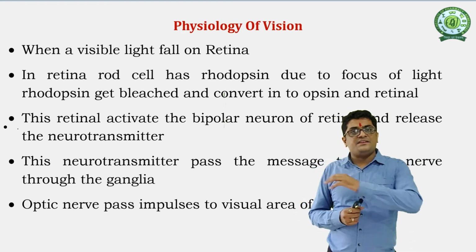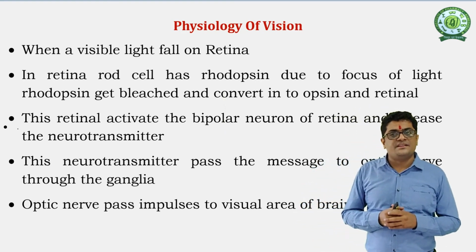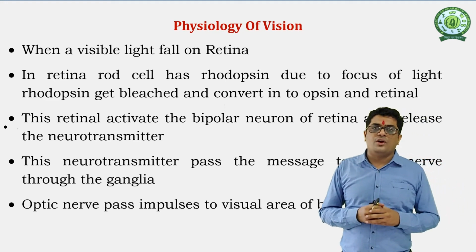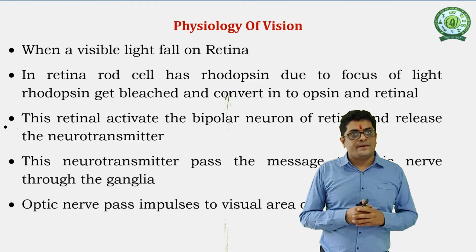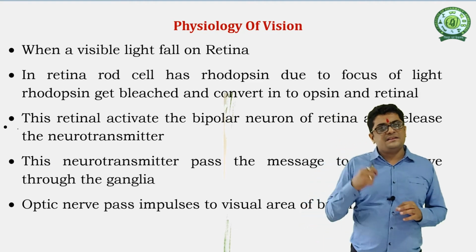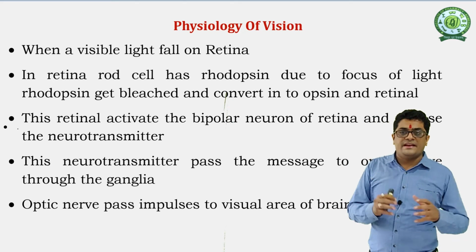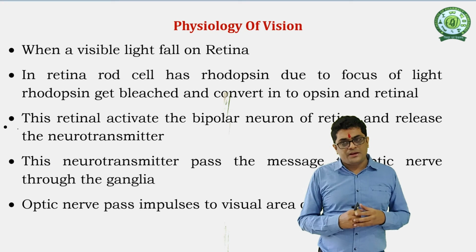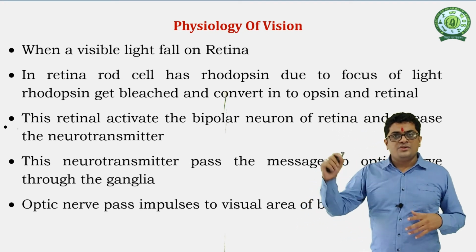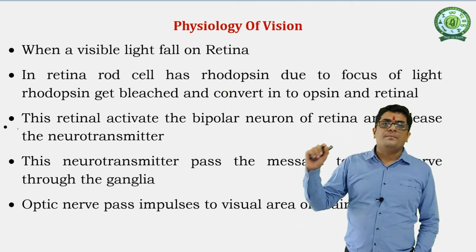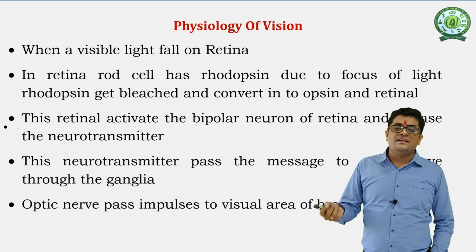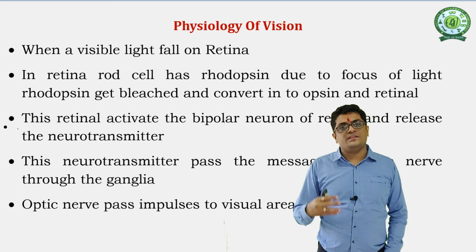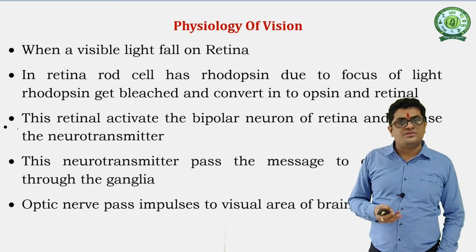This retinal activates the bipolar neuron which is present in the retina, and the nerve ending of the bipolar neuron releases the neurotransmitter acetylcholine. This neurotransmitter passes the message to the optic nerve through the ganglia. Now, ganglia is a group of nerves. With the help of this optic nerve, the impulses are carried to the visual area of the brain, the cerebral cortex, and the image or the object is visualized or focused on the retina in an inverted position.